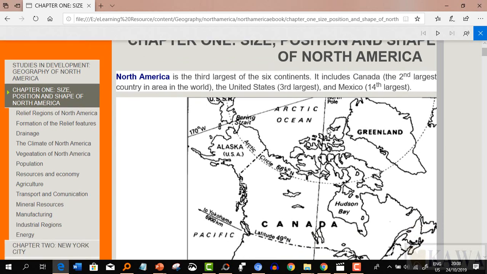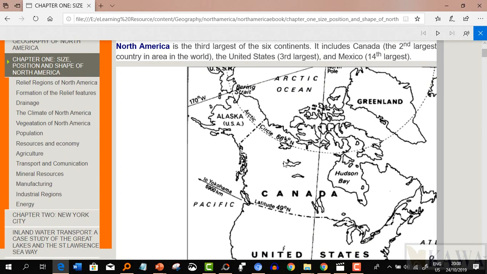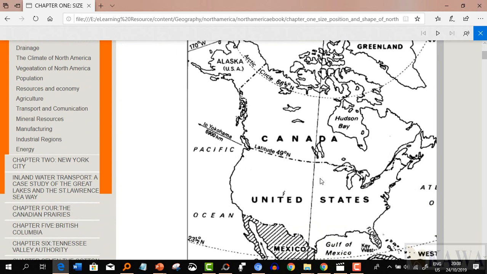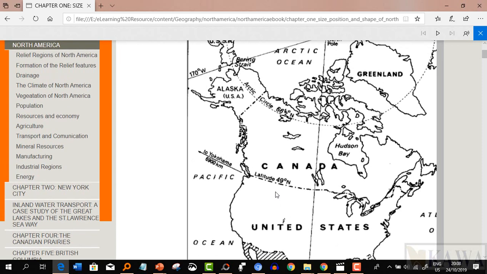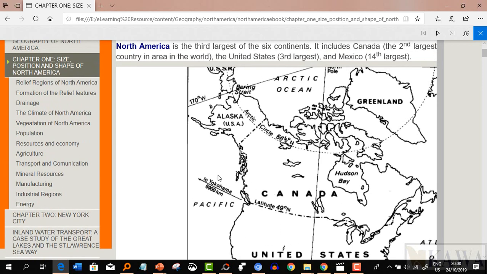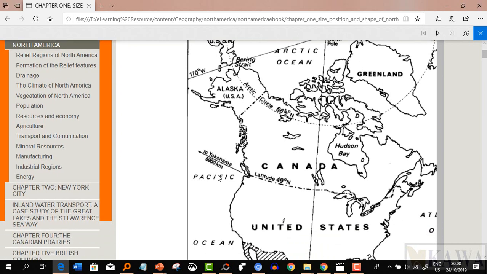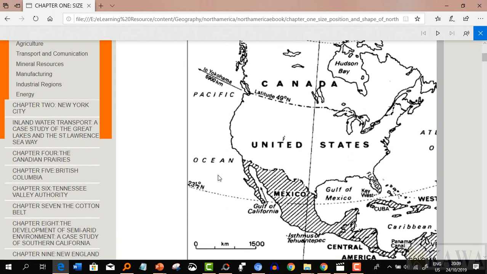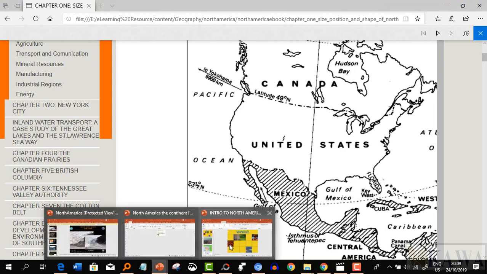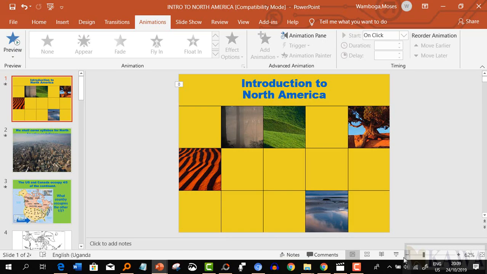This is the way we can draw the map. We can move around it like this. So we need to really understand the way we can describe this map very well, so that we can perform well in exams, because everything we are going to be examined upon rotates around this map of North America. All right, let me take you back to my PowerPoint here, which talks about introduction to North America.